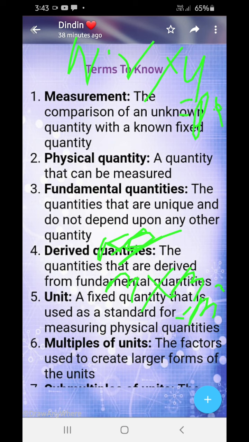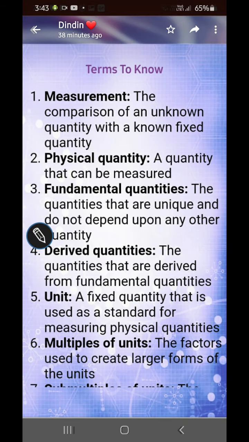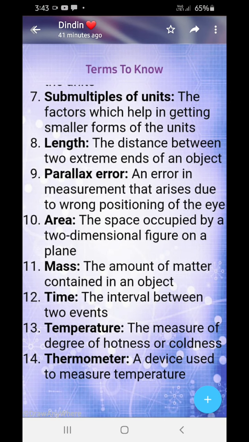Now, multiples of units: the factors used to create larger forms of unit are known as multiples of units. Some multiples factor that helps in getting smaller forms of unit are known as submultiples. When you are increasing, then they are known as multiples, and if you are decreasing it, then they are known as submultiples.